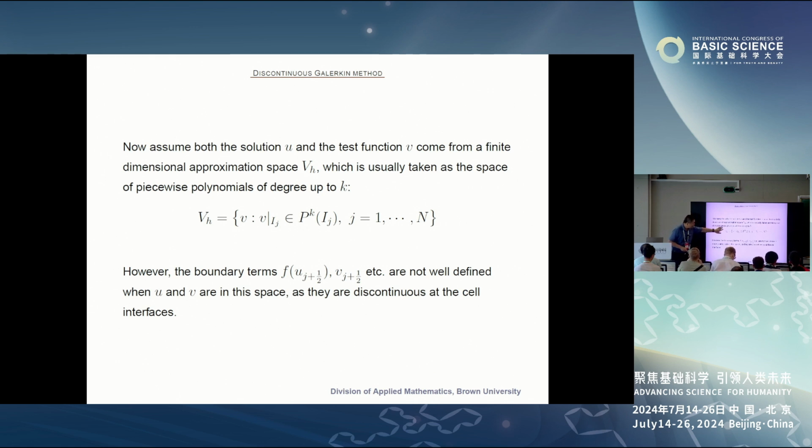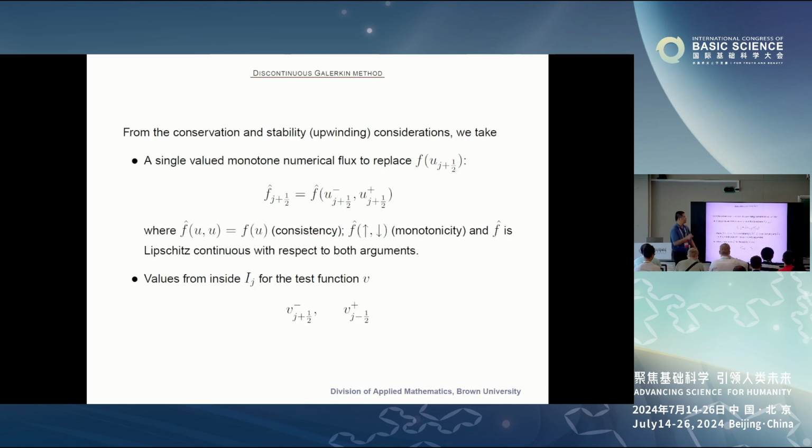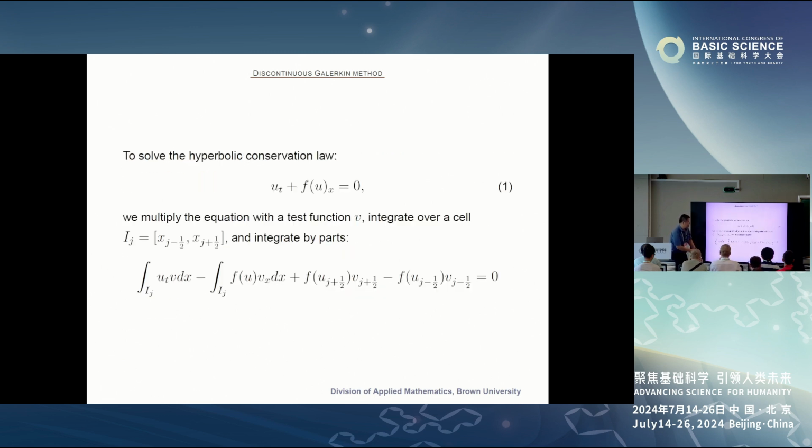With a finite dimensional space, I would want to find u in this space such that for every v also in this space, I will have this equality. I'm hoping that this equality holds: I want to find a u in that finite dimensional function space such that for every v also in the same finite dimensional function space, this equality holds.